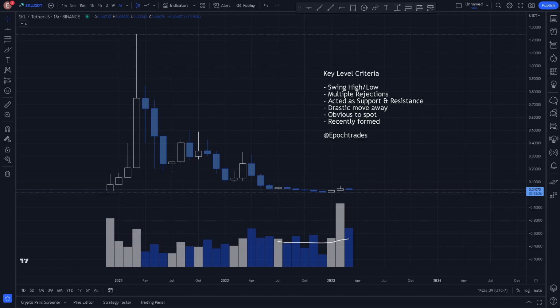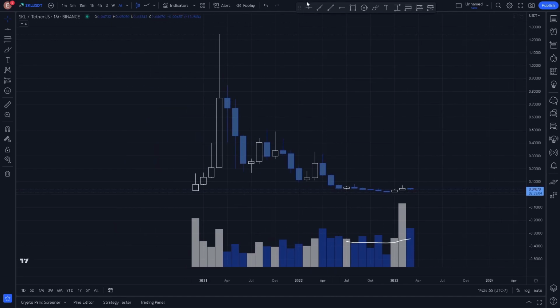Today we're going to be covering key levels on the monthly and weekly time frame for scale. So, as always, our key level criteria: we look for swing highs and swing lows, multiple rejections, acted as support and resistance, drastic moves away, obvious to spot, and recently formed. So, let's go ahead and hop right in.